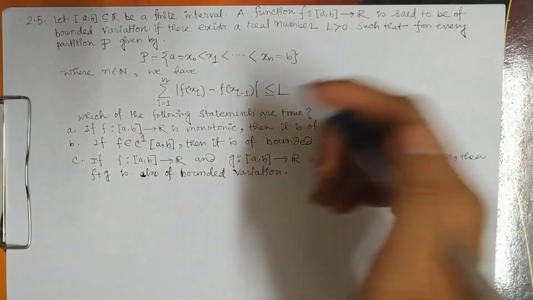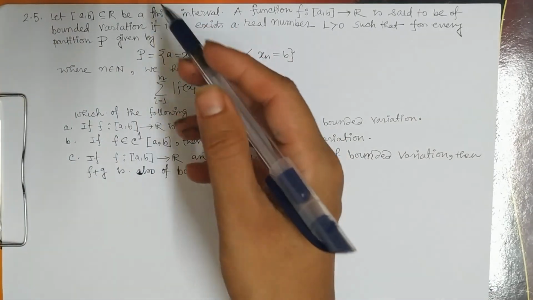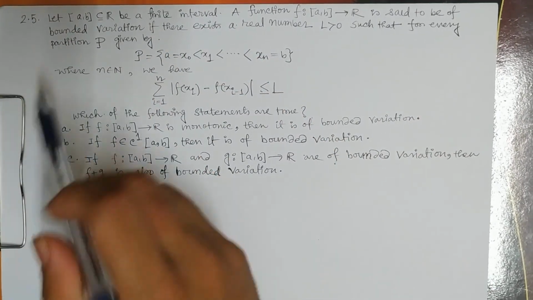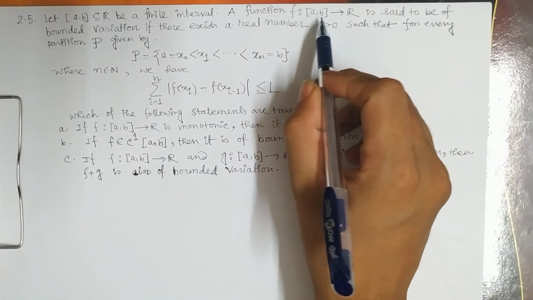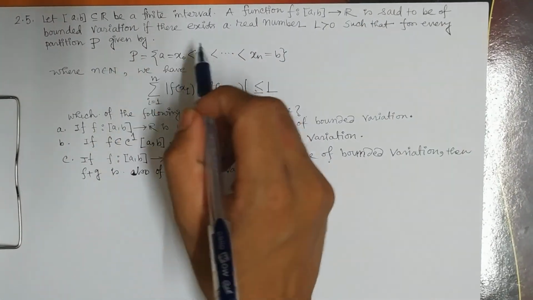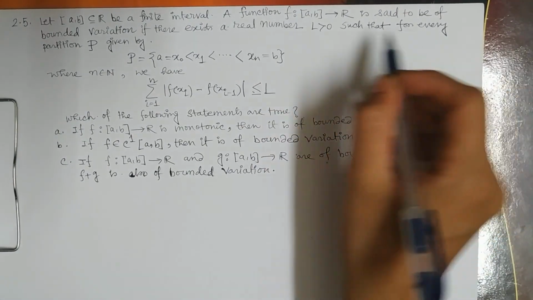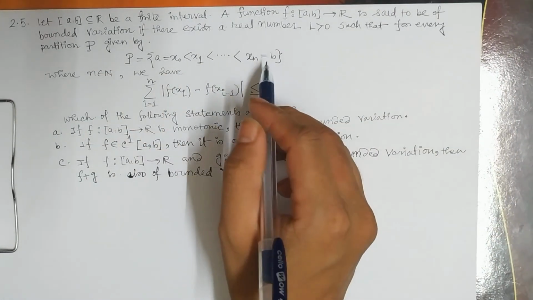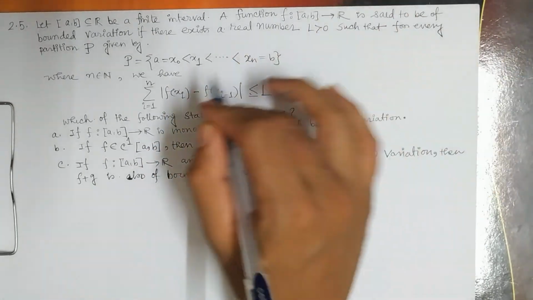Hello guys, we are back with another question from analysis, NBHM 2019, 2.5 question. So we are given a finite interval. A function f is said to be of bounded variation if there exists a real number L which is positive, such that whenever we are given a partition, where AB is an interval and A, B are both finite real numbers.